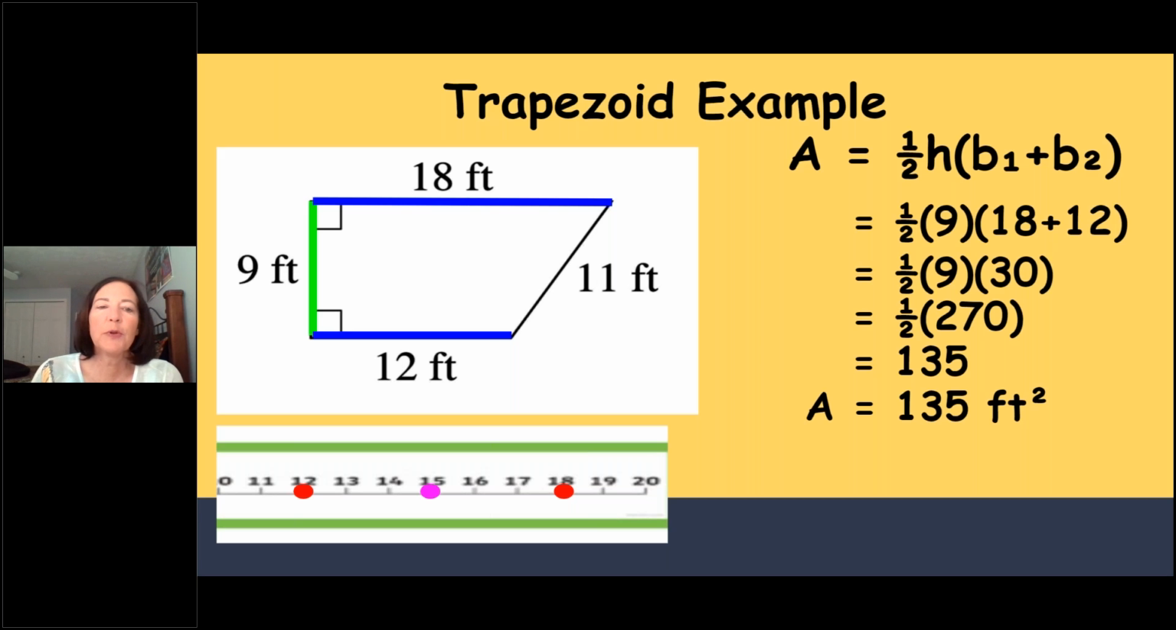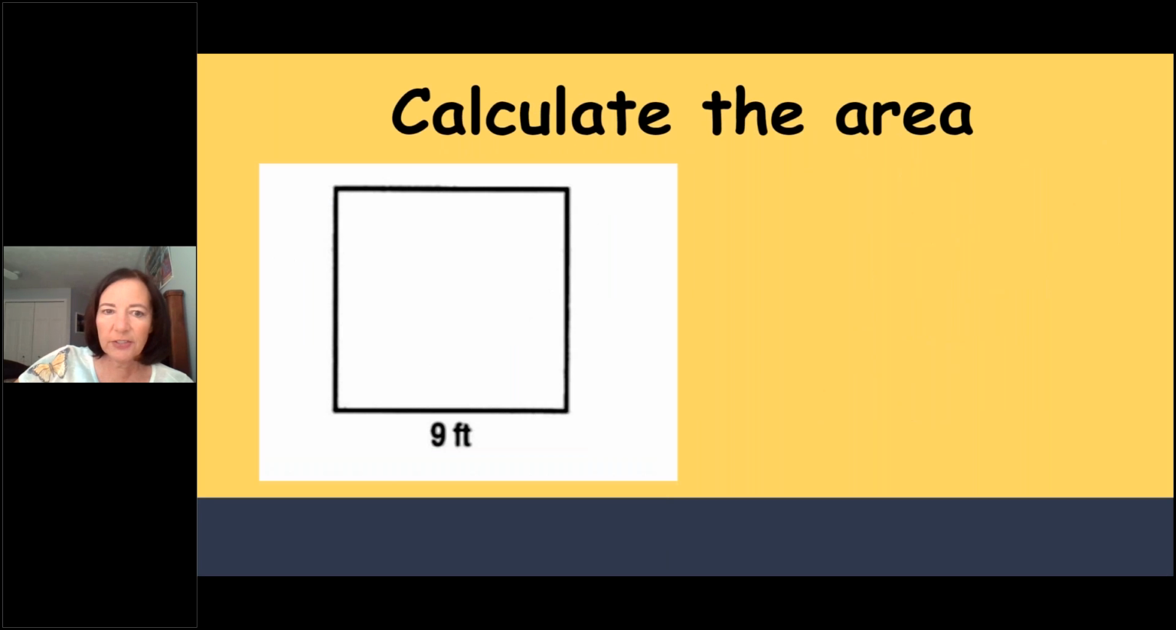Okay. Tashana, we were just going over a trapezoid. Fortunately, I have multiple examples of the trapezoid because that's probably the hardest figure to calculate an area for. Okay. So let's do the next one.